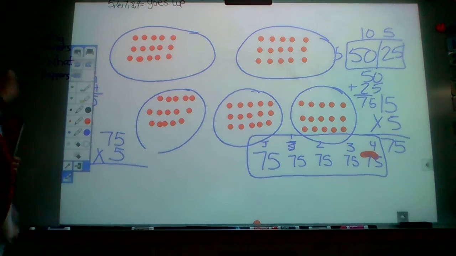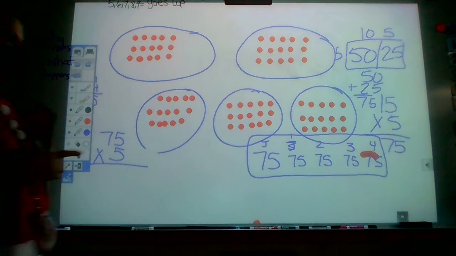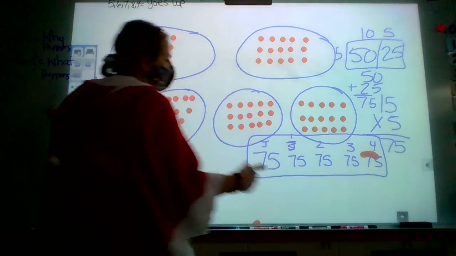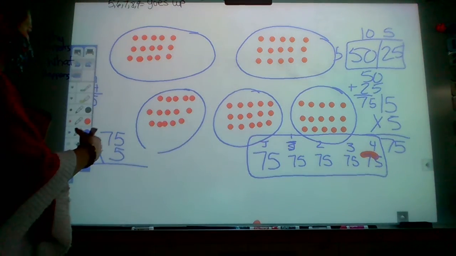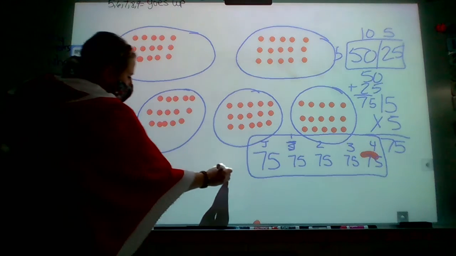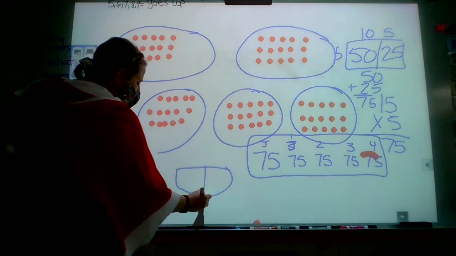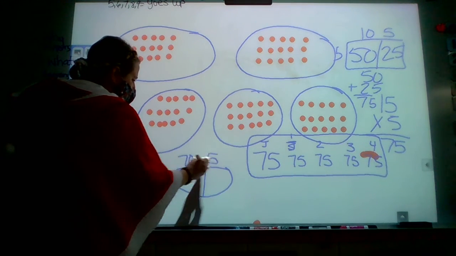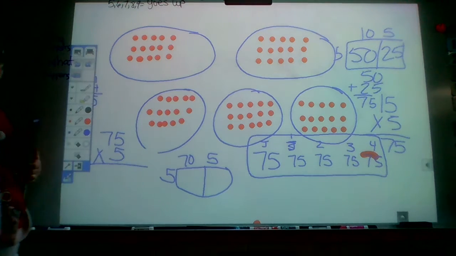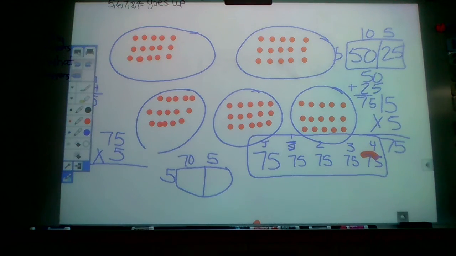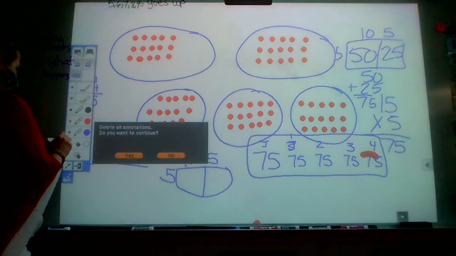Well, I agree. Now, can we add all those up? Definitely. But it's so much easier to do the 75 times 5. So let's make our little box, and we have our 70 and our 5. And we love 5s and 0s. They're just the best. So we have 70 times 5. Who knows what 70 times 5 is? Brennan, you look like you're about to come out of your seat. What is it? 350.